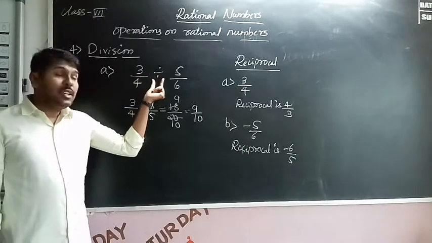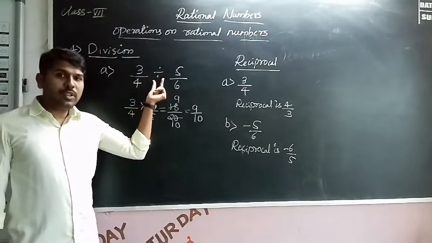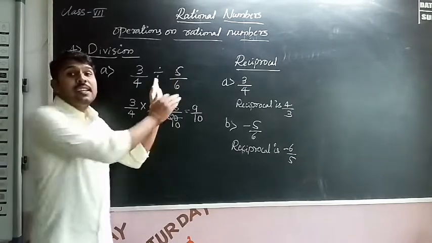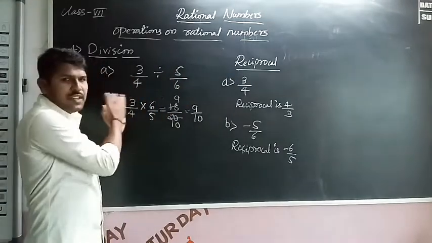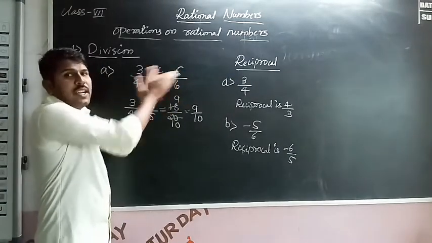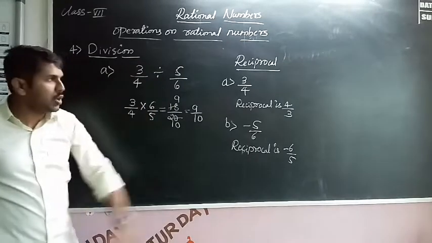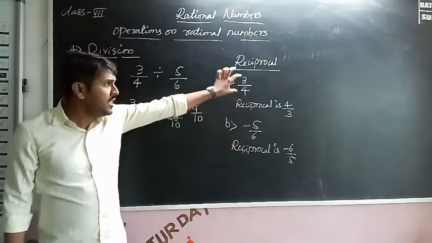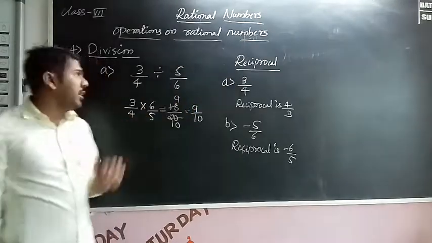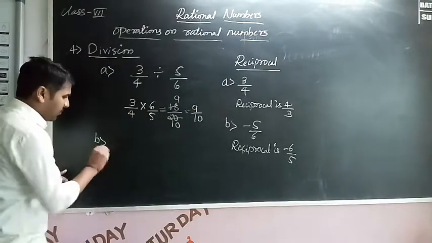So how to divide any rational numbers? First remove the division sign. How to remove it? Just take the reciprocal of the second rational number. So this is first, take the reciprocal of the second rational number. So how to find out the reciprocal? This is the way, just interchanging the numerator and denominator. So take another one.